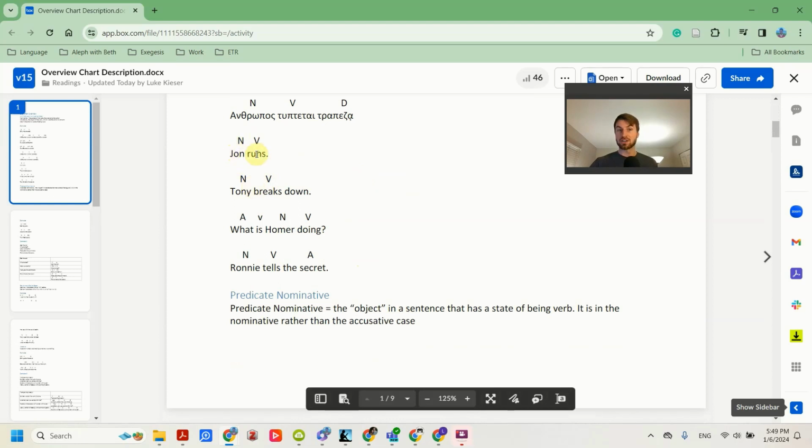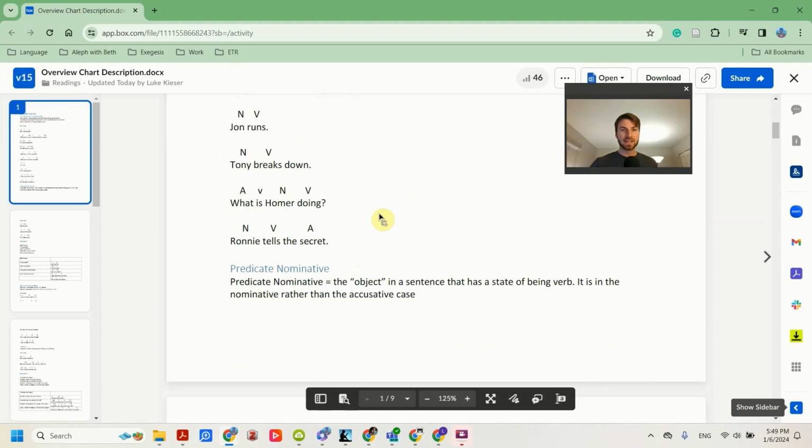Some more examples here. John runs. John would be in the nominative. It gets harder with question words, like what is Homer doing? Homer is the subject who is doing something, the verb, and what he's doing is the object, and that would be in the accusative. Ronnie tells a secret. Ronnie is the one doing the action, telling the secret. So Ronnie is in the nominative, secret is in the accusative.